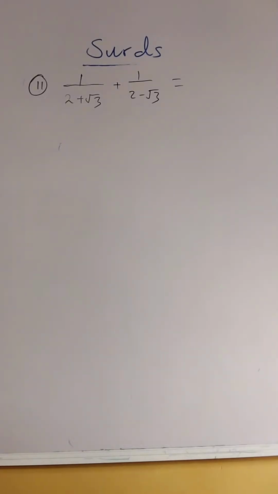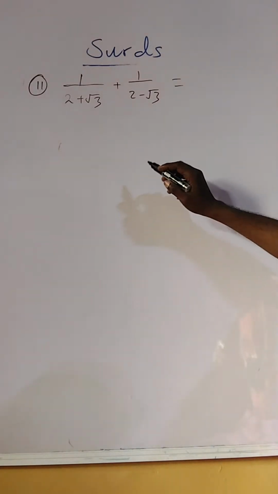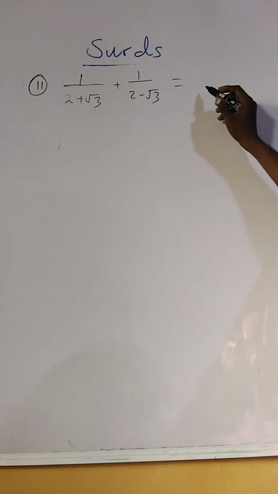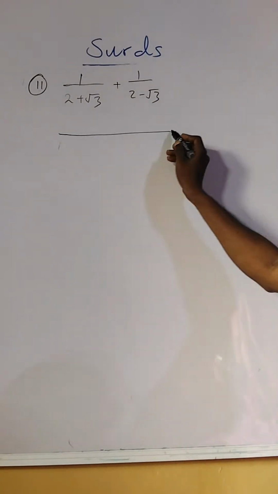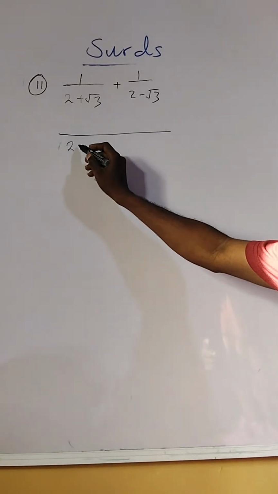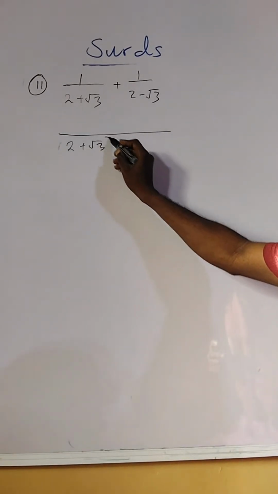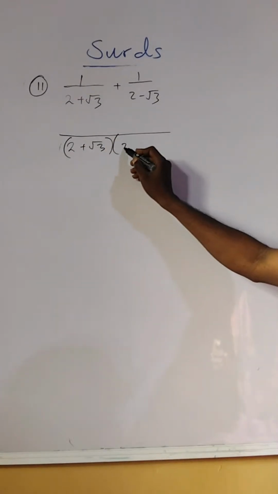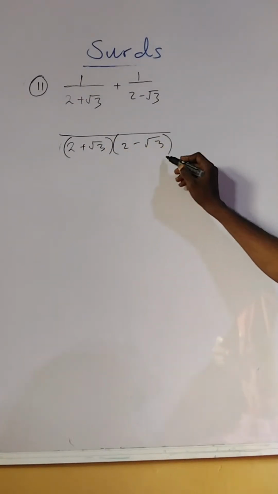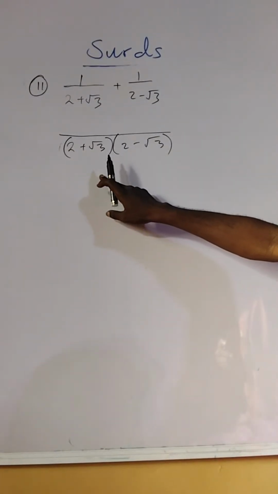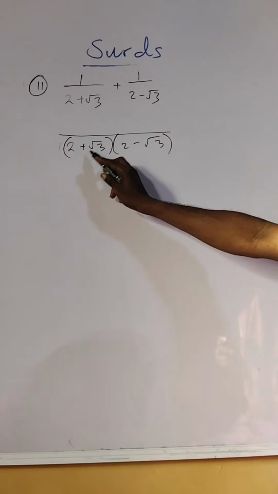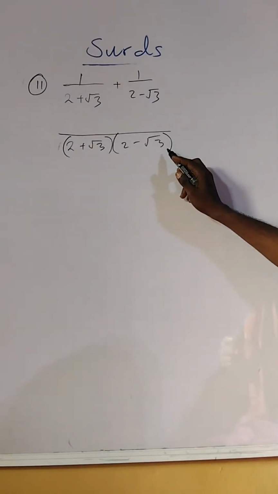Okay, so let's look at this now together here. Now, the way we solve fractions, we can bring this together and we find the LCM. The LCM is still going to give us 2 plus root 3 multiplied by 2 minus root 3. So 2 plus root 3 goes here now. 2 plus root 3 cancels, we have 2 minus root 3 left.